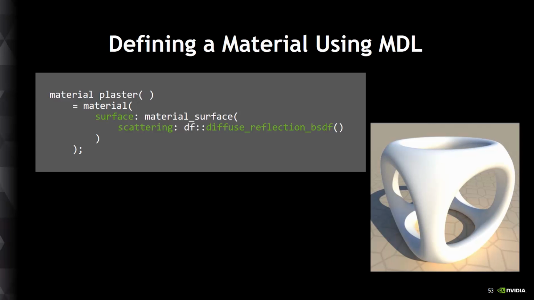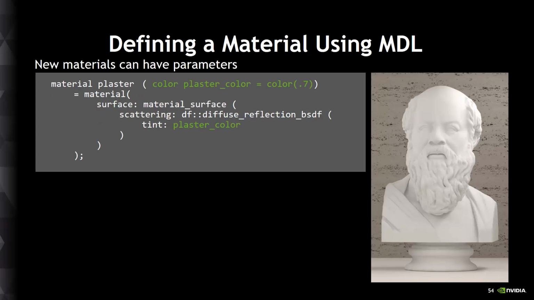So we want to configure that further, and we want to allow our users to basically specify the color of that material. My first really useful material I call plaster, and I give it about 70% gray reflectivity as a color, and otherwise it looks the same. Now I have a new material that I can use in my rendering, which makes sense. So defining basic materials is pretty easy.